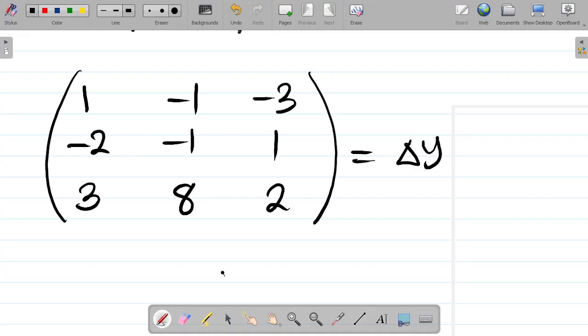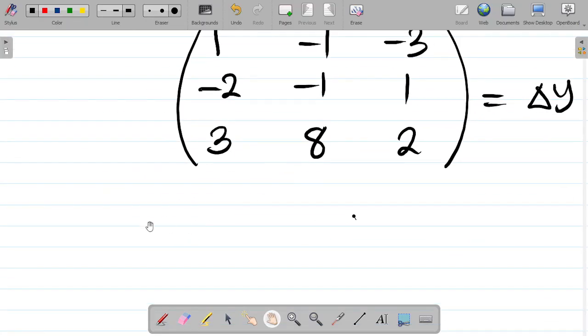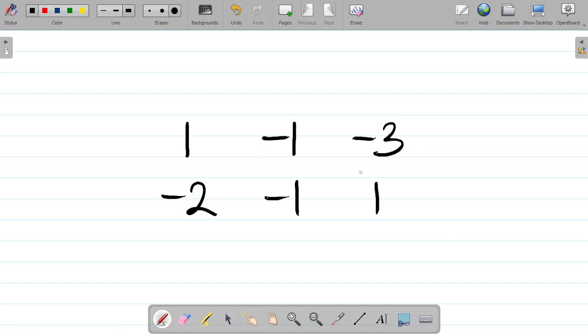Alright, so this is what you have as lambda y. I'll write this down. For lambda y, I have 1, minus 1, and minus 3. I also have minus 2, minus 1, and then 1. Then you have 3, then 8, and then 2.